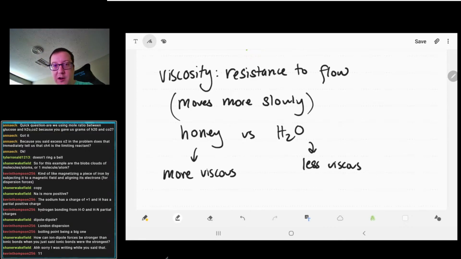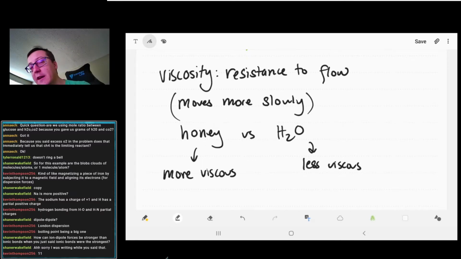We know that if we try and pour honey, it's very slow. You hold the jar upside down, it's dripping pretty slowly, right? However, if you did that with water, if you took a water bottle and poured it upside down, the whole thing is just going to come out right away. And we're going to see that as temperature increases, these things get less viscous.